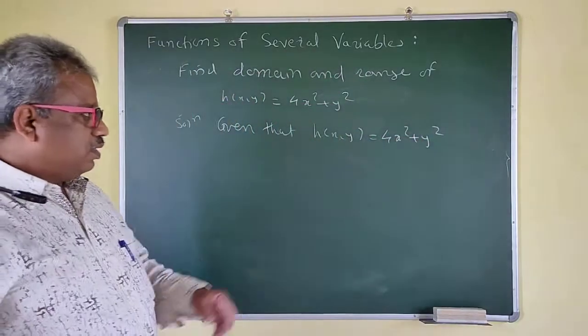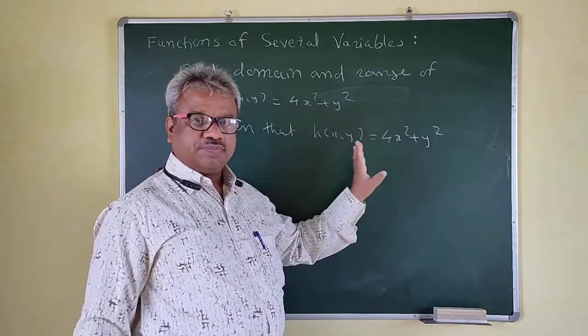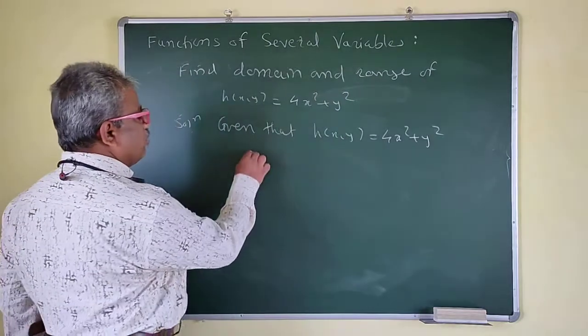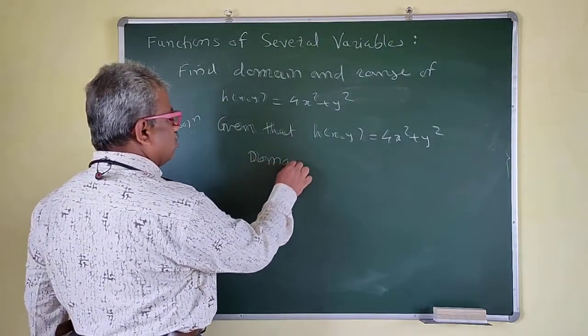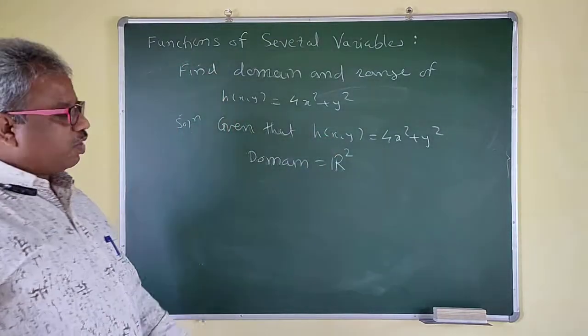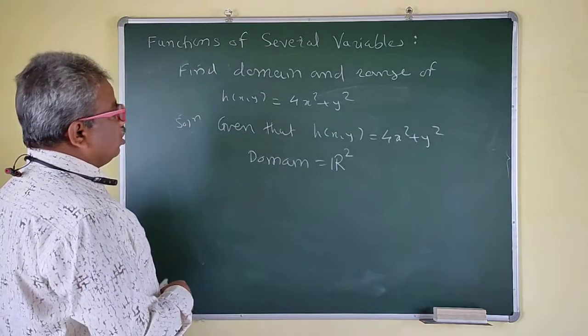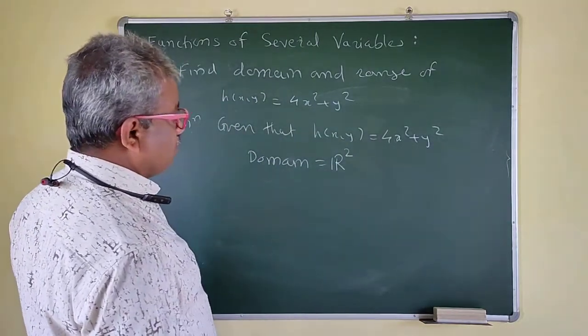Now see that for any value of x and y, this is well defined, right? So that means here the domain is same as R2. For any value of x and y, this is well defined. So the domain is R2. Now we have to find the range of this one.